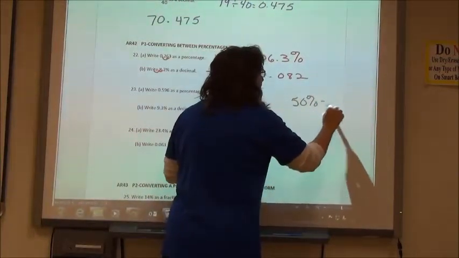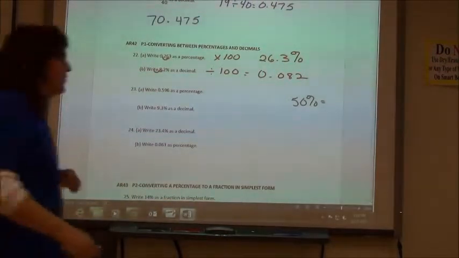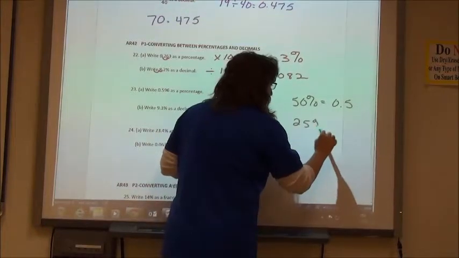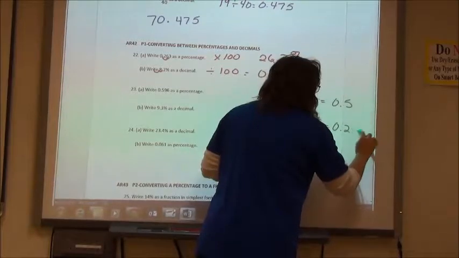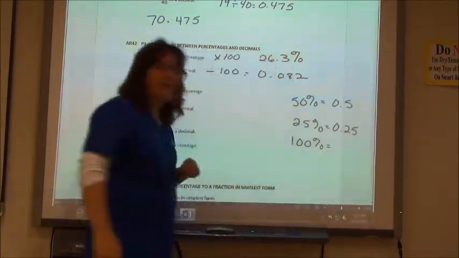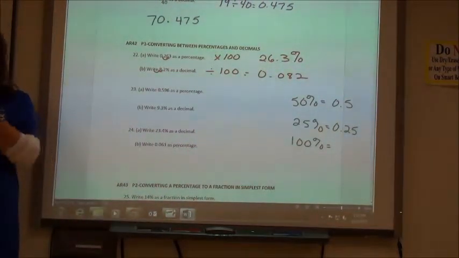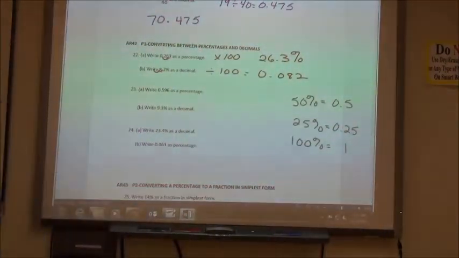50% as a decimal. What's 50% as a decimal? 0.5. It's a half, right? 25% as a decimal. 0.25. 100% as a decimal. 1. 1, exactly. One whole thing is 100%. Just like having 10 out of 10, you got 100% on your quiz.